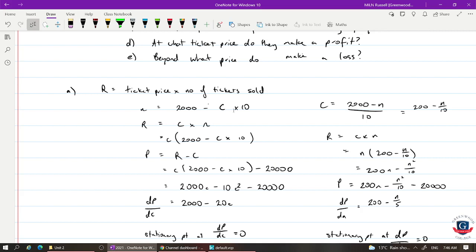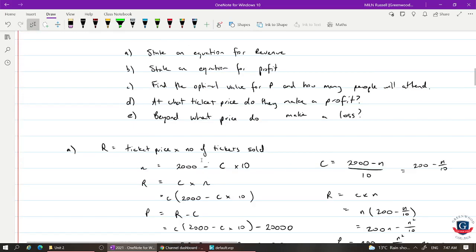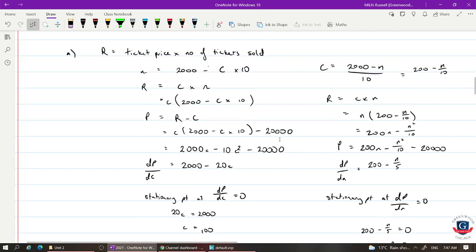Now to get the revenue, we're going to multiply the cost of the ticket times the number of people that attend. So if the number of people that attend is 2,000 take C times 10, that will be C times (2,000 take C times 10), which will be a negative quadratic. The profit simply is going to be the total revenue minus the cost of running the show. The cost of running the show we learnt was $20,000. So we take our revenue and we subtract our $20,000, and we end up with this quadratic here.